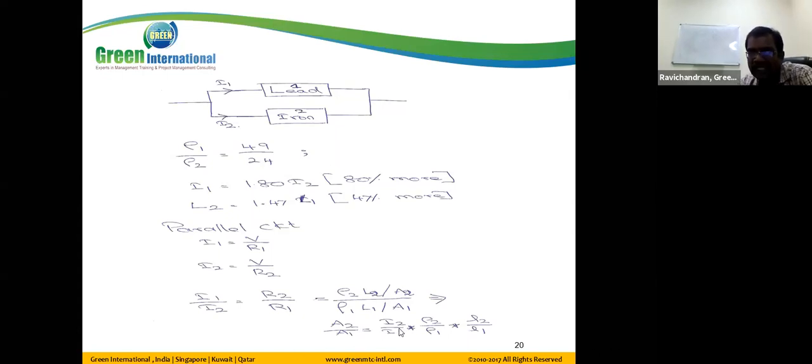A2 by A1 is equal to I2 by I1 times rho 2 by rho 1. Rho 2 by rho 1 means the ratio of the specific resistance. Already they gave the data, 49 by 24. Directly we substitute the values. Number 1. Number 2, the ratio L2 by L1. Already they gave that L2 by L1 is equal to 1.47. So we substitute 1.47 here, and here we substitute 49 by 24.